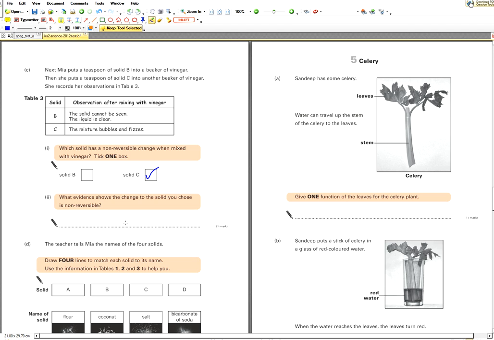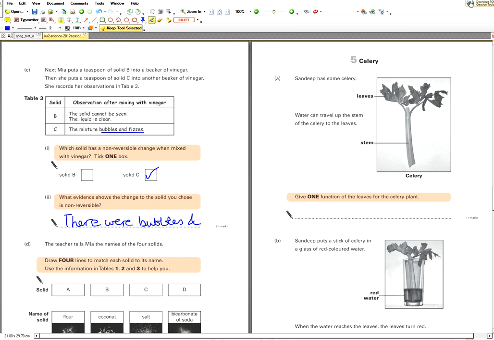What evidence shows the change the solid you chose is non-reversible? What was the evidence? It's a gas. There was bubbles and fizzing. The mixture bubbles and fizzes.